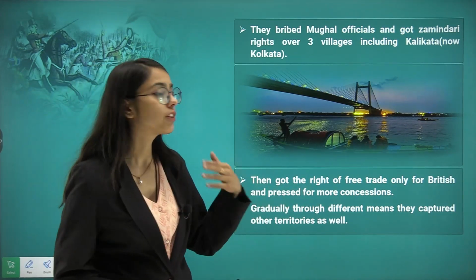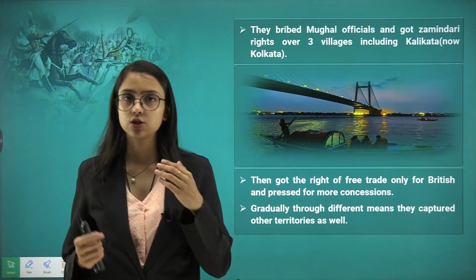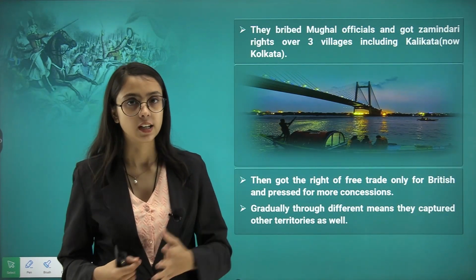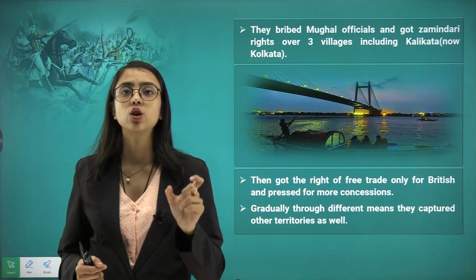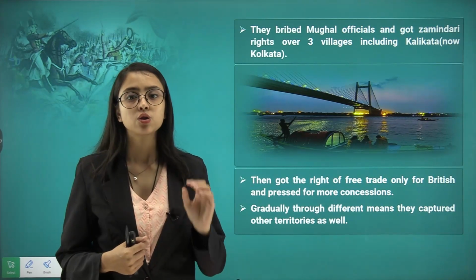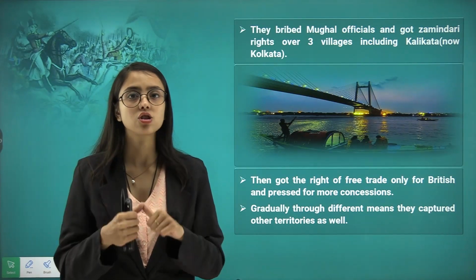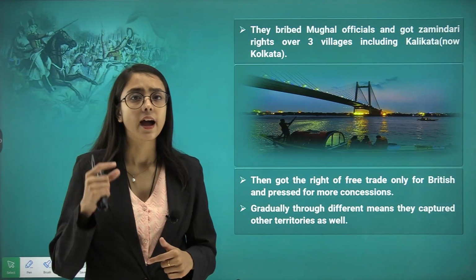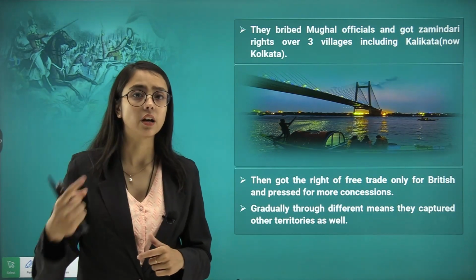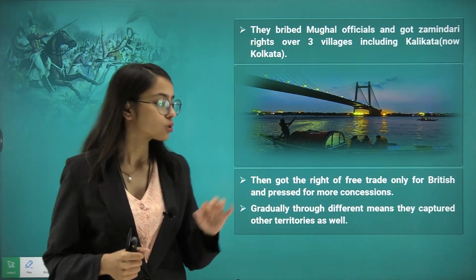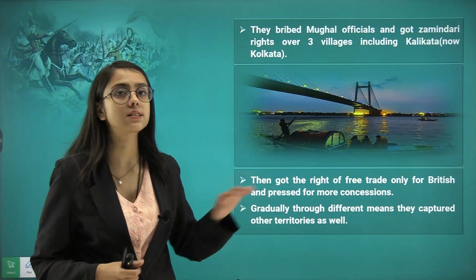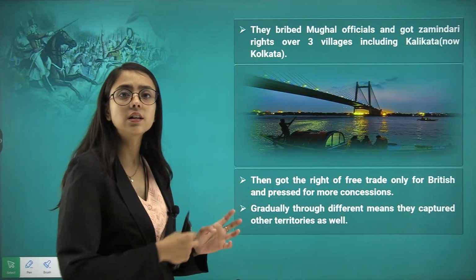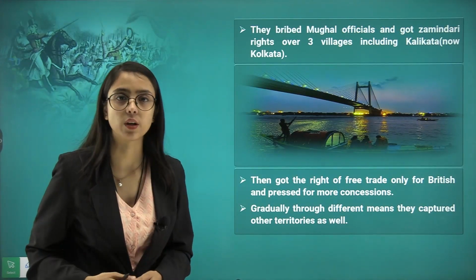Then they got the right of free trade as well. So earlier there were taxes, just like now we have taxes on trade. For example, if you are buying something, you have to give some amount of GST on it, isn't it? So earlier also there were some costs or taxes and tributes involved in trading. So they got the right of free trade as they were not charged import duties, export duties or any other form of taxes, and they had more concessions and rebates under the trade system. Gradually, through different means, they captured other territories as well. So it was not just 3 villages, a few towns. They started expanding and they started capturing and conquering other areas as well.